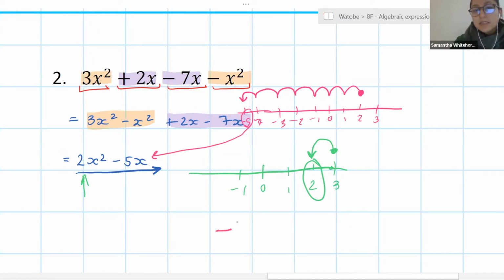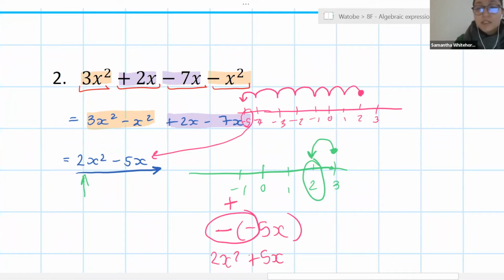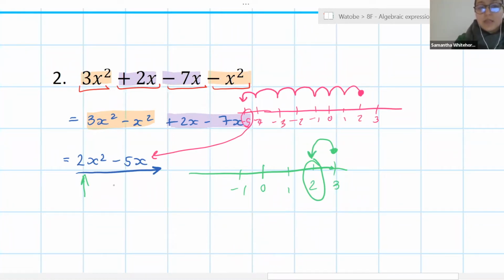We can't say minus minus 5x because remember, when I've got two negatives, that actually becomes a plus. Then we would be saying 2x squared plus 5x, which is not correct. It's not a positive 5x. We want a negative 5x. So we can't have two negatives next to each other. It has to be just minus 5x. Okay.